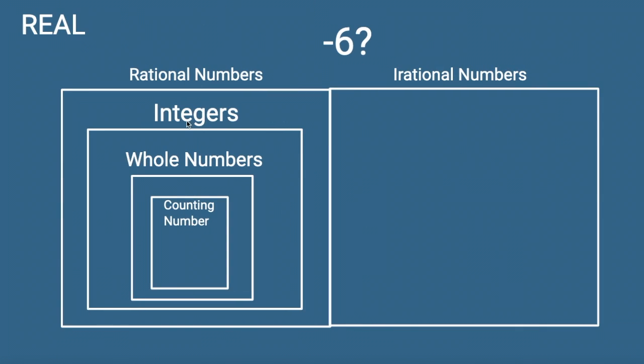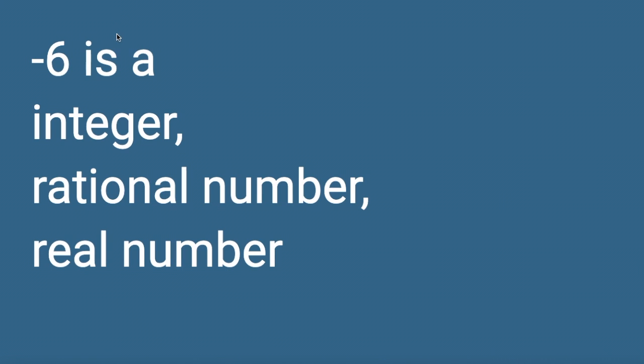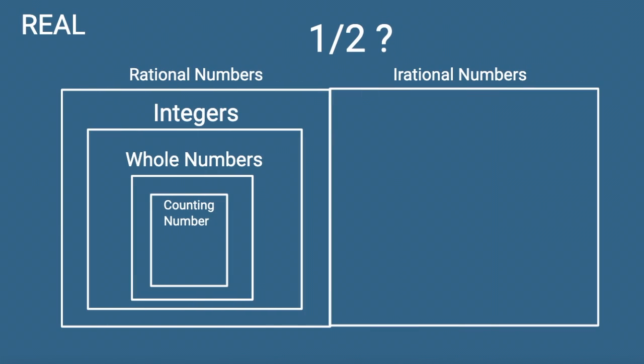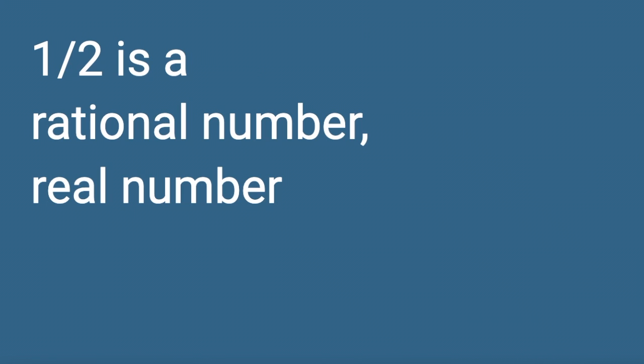-6 would be an integer. Because it's an integer, it would also be a rational number. And because it's a rational number, it would also be a real number. So -6 would be an integer, rational number, and also a real number. 1/2: 1/2 is none of these, but it is a rational number. Because it's a rational number, it's also a real number. So the answer would be 1/2 is a rational number and a real number.